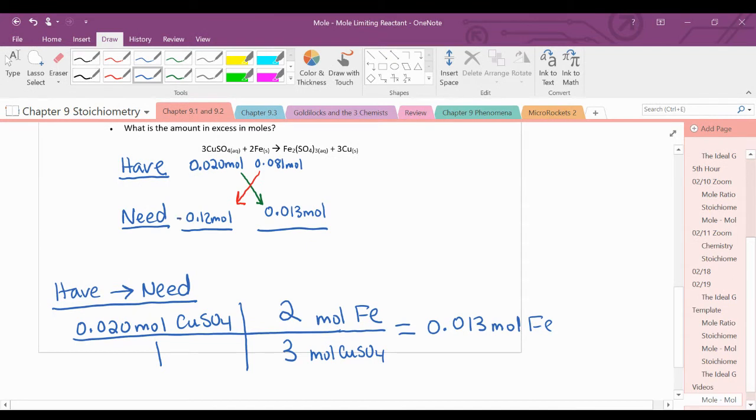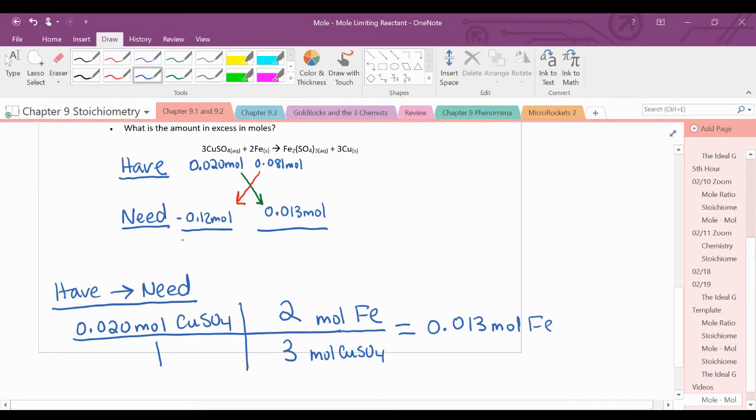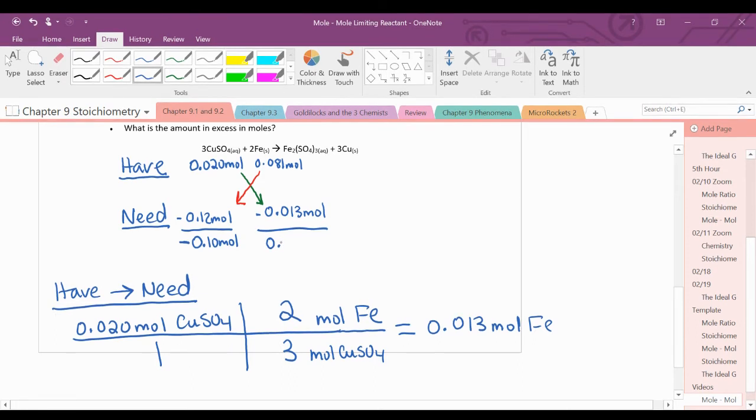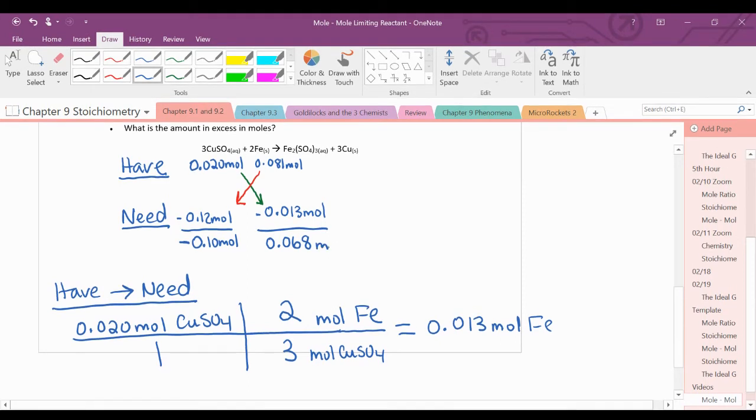And so if I have 0.020 moles of copper 2 sulfate and I need 0.12 moles, I am not going to have enough. I'm minus 0.10 moles of copper 2 sulfate. Over here, if I subtract what I have for iron to what I need, I would actually have an excess. I would have 0.068 moles of iron in excess.